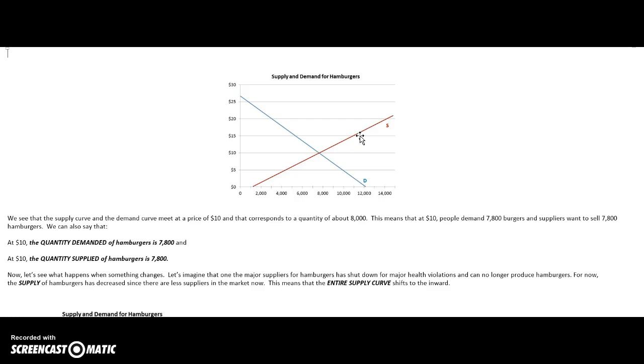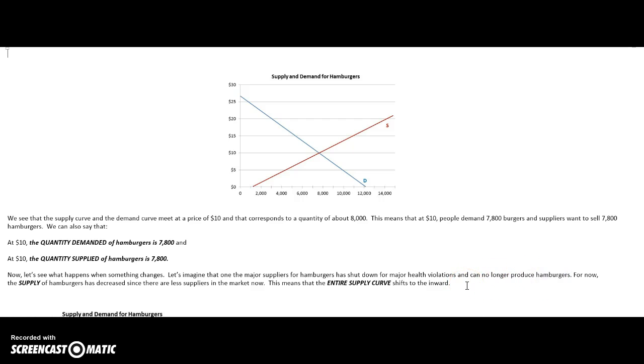So anytime you're at a surplus or a shortage, that signals that the price has to change so that the consumers and the suppliers can be aligned and come back to this equilibrium point. So we see again that equilibrium is $10 and 7,800 hamburgers. Now let's see what happens when something changes.